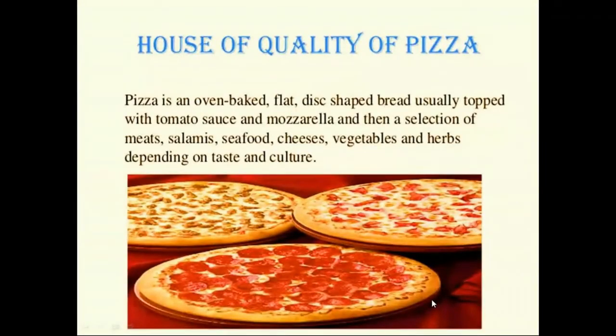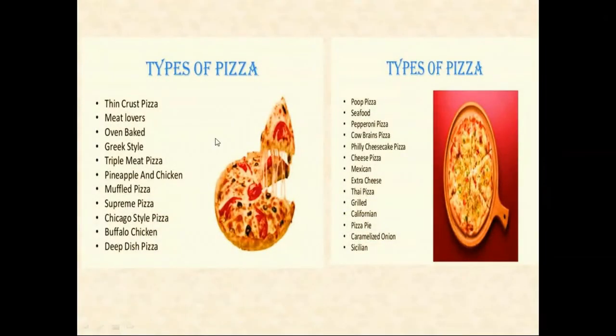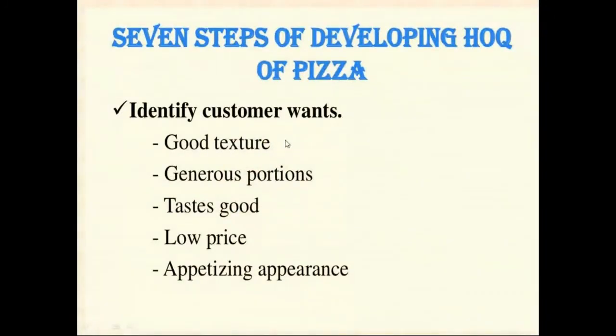Thank you, ma'am. So this is another example. Here, first we should identify what are the types of pizza that are available. So here I have written down the various types of pizzas and what will be their requirements as per the customer needs. That will be identified as the first step. So it should have a good texture is the requirement. Then there should be generous portions. Then it should taste good. It should be low price. Then appetizing appearance. So you see how the difference of an industrial product is and how a service product or a food product is.